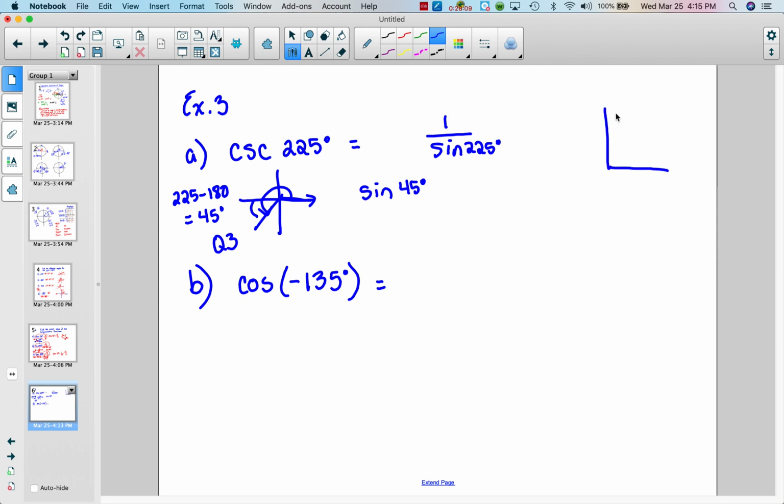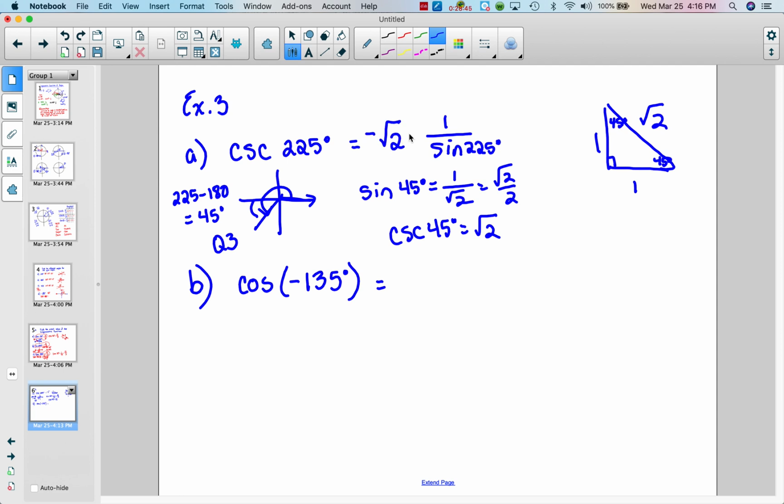So this is our other triangle. We have 45, 45, 90, with sides 1, 1, square root of 2. So sine of 45, remember, is 1 over root 2, which is the square root of 2 over 2. We want to flip that over. So don't flip this over, flip this one over. So that means cosecant of 45 degrees is square root of 2 over 1, or just the square root of 2. So that's my numerical value I need. But since it's quadrant 3, all students take calculus, tangent is positive, so cosecant is negative. So I get negative square root of 2. That would be my answer.